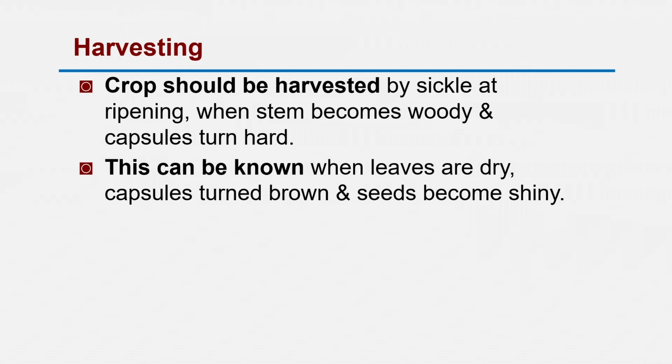Now, we go to the next topic, which is harvesting. Harvesting is important, and crop should be harvested by sickle at ripening when stem becomes woody and capsules turn hard. So, that is the time for harvest. This can be known when leaves are dry, capsules turn brown and seeds become shiny. So, capsules are basically kind of pods that are borne by this crop of linseed.